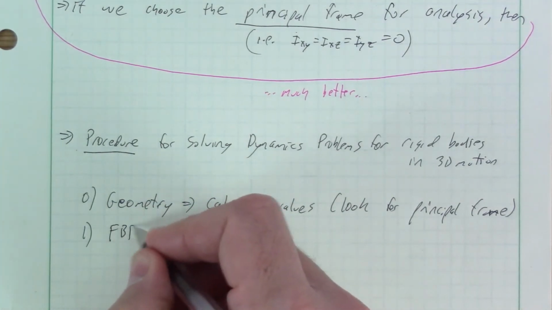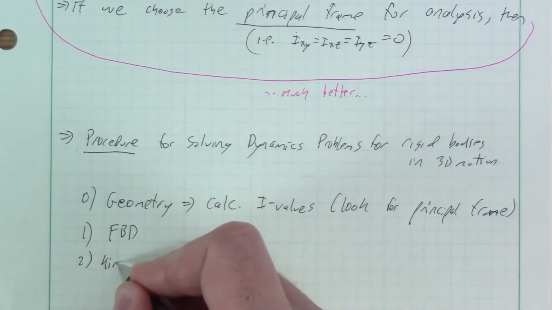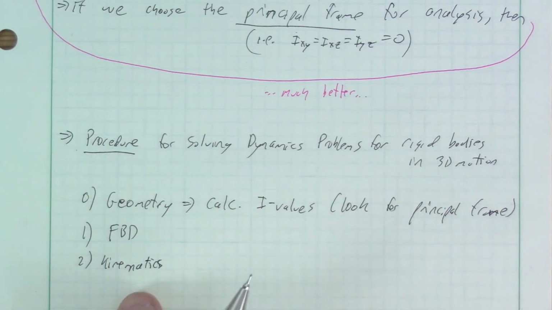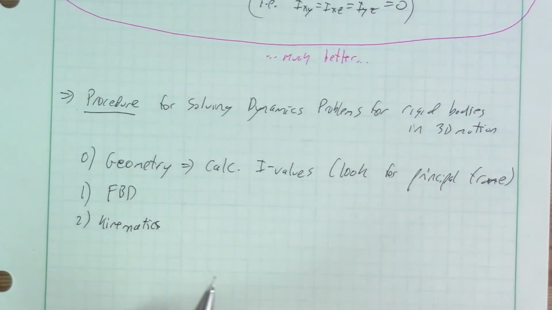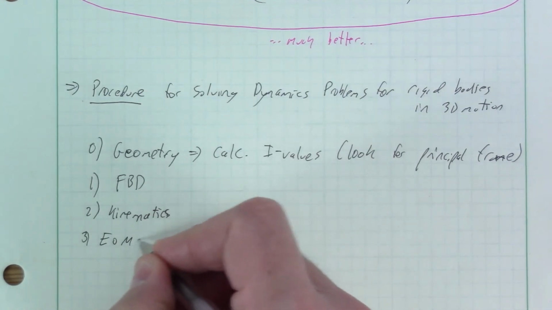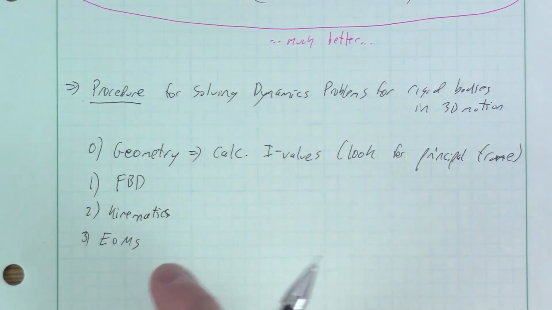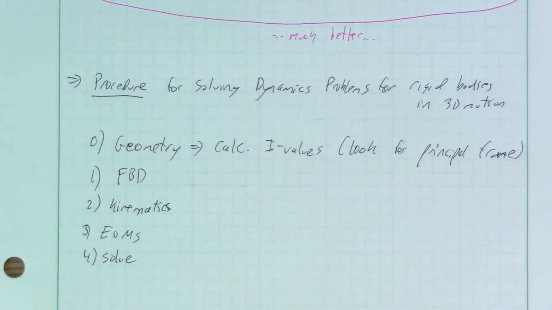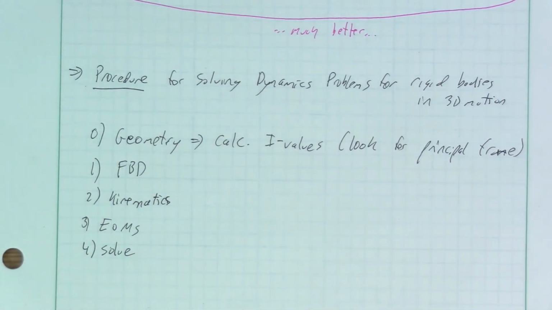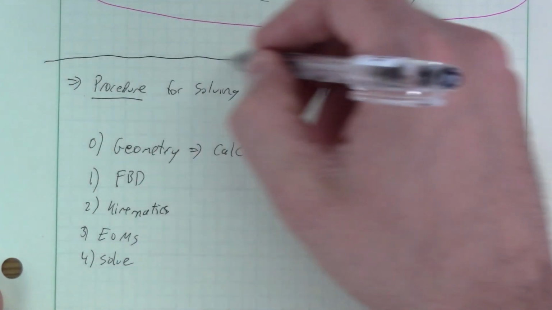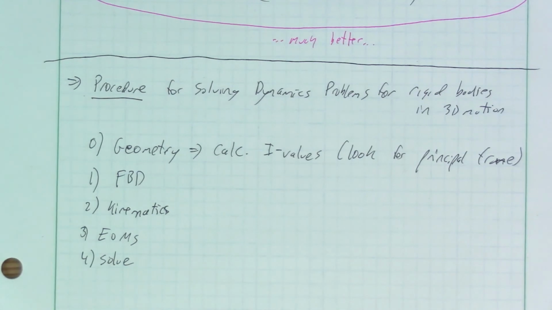We then go to a free body diagram. We then might need to introduce some kinematics relationships. Oftentimes maybe you have to do this after you do the next step, because you write out your equations of motion and then you realize, oh, I'm going to need kinematic relationships to do this work. And then inevitably we solve what could be a big system of equations. Okay, so this will be the procedure we'll do next time, and that next time will be the last video in this class.